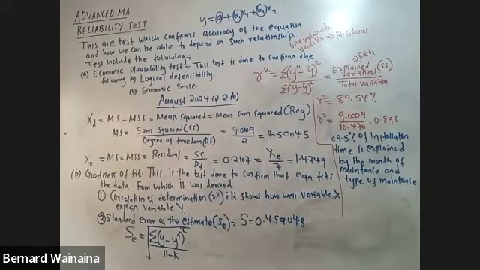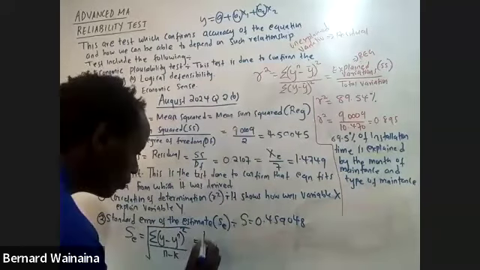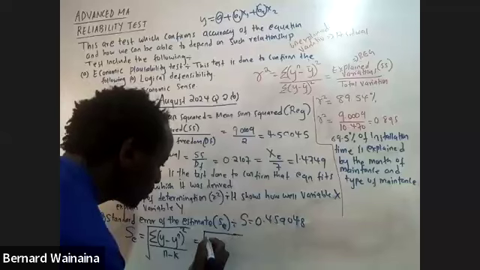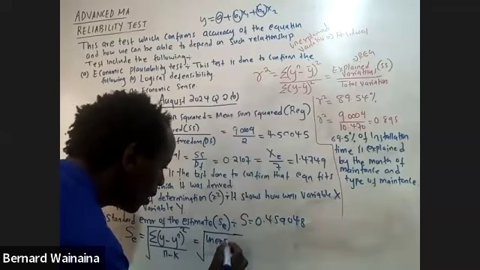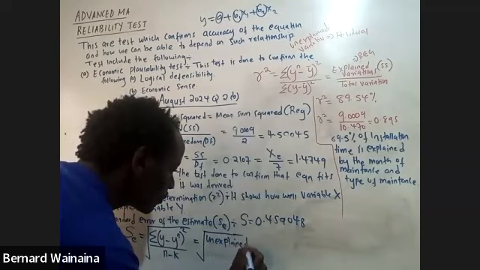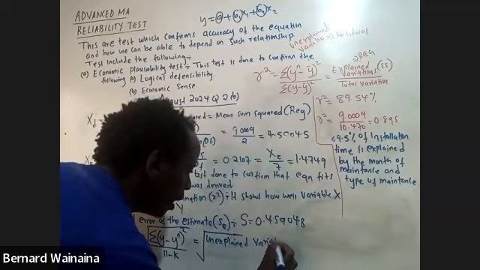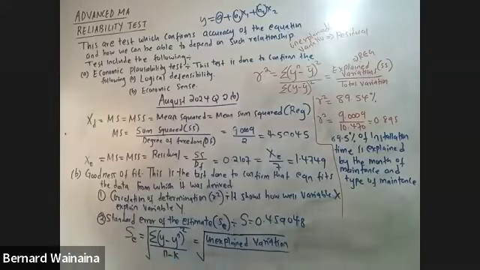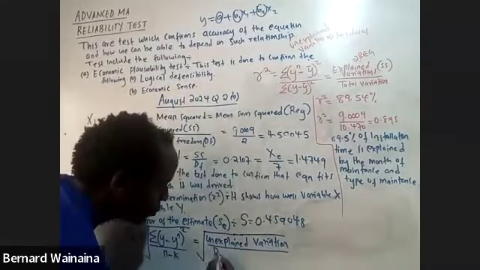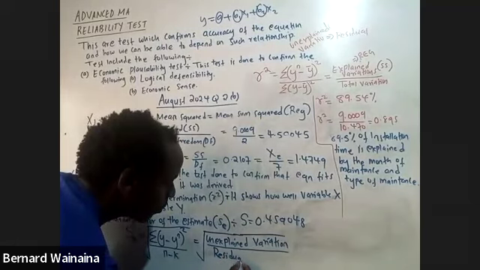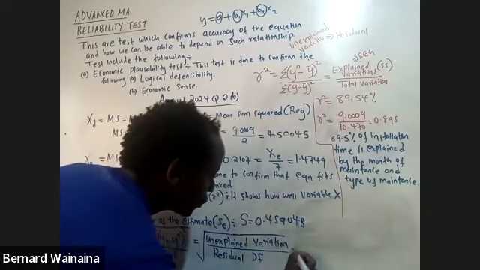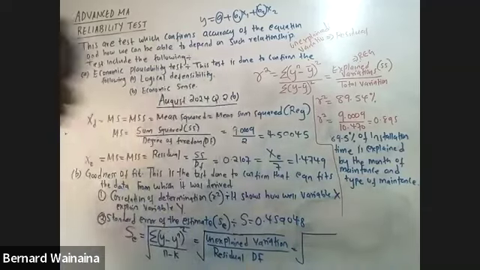Now, this one you can find by finding the square root of unexplained variation. You divide unexplained variation by the residual degree of freedom. Now, what is an unexplained variation?